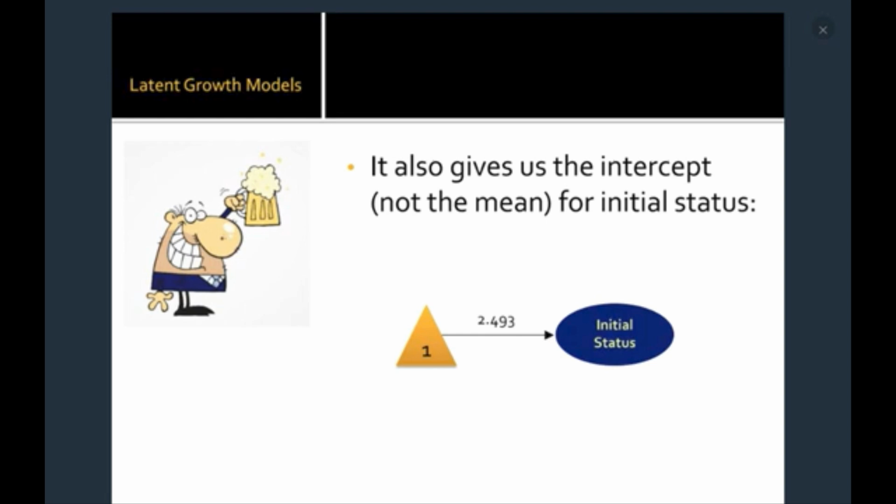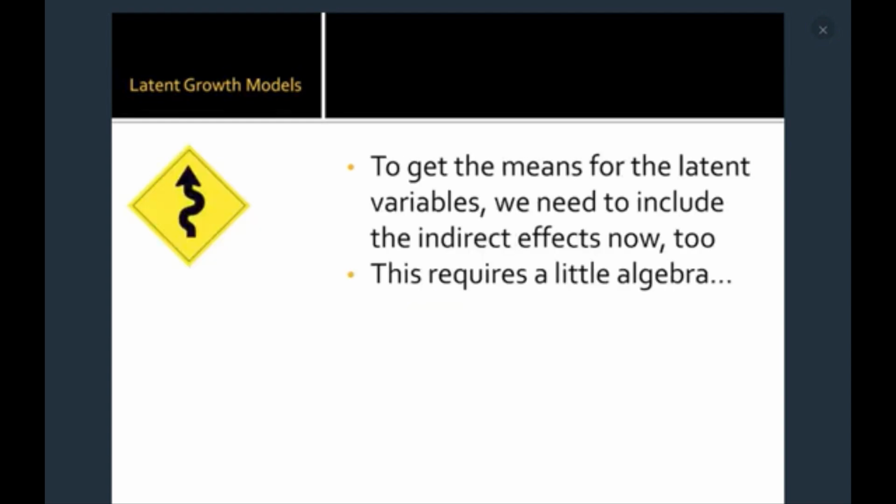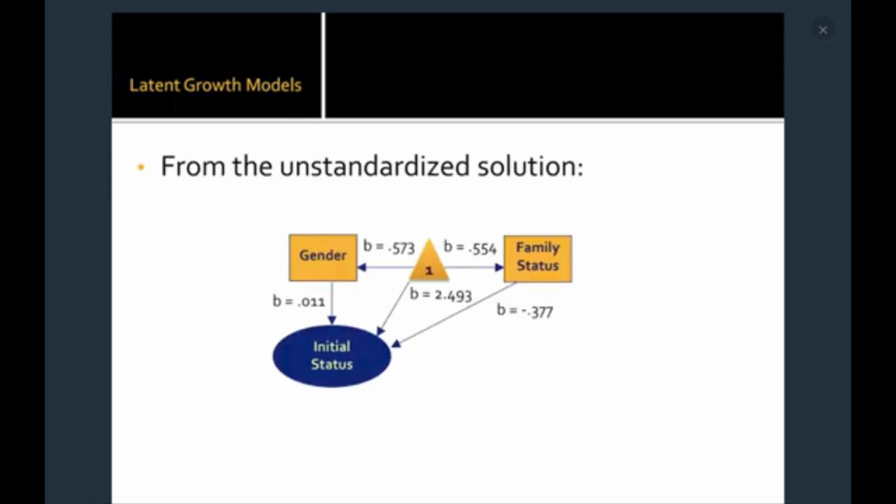What's more interesting here is the recalculated initial status and the recalculated linear change variable means here. So these are actually no longer means. These are intercepts for the regression equation, and the means are a little bit different now. So this is a 2.49, which represents the intercept for the regression equation, and this is the 0.159 for linear change. So what happened here? Well, to get the means now, we need to do a little bit more algebra, and we need to look at the indirect effects. So this is what the unstandardized solution looks like more completely with regard to gender and initial status.